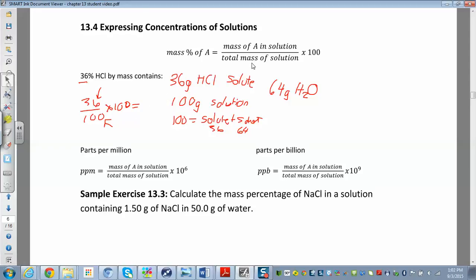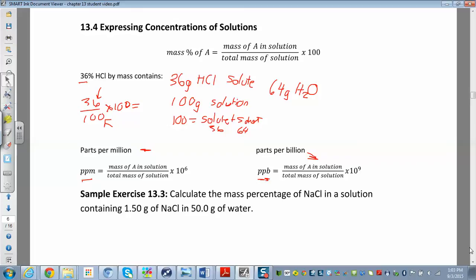So mass percent is mass over total mass times 100. Parts per million is mass over total mass times a million, and parts per billion is mass over total mass times a billion. These are really small concentration units, and you'll see these if you look on your water bill. They'll express certain contaminants you're allowed to have in your water. You don't want to have a lot of arsenic in your water, but they'll express those concentrations as parts per billion or parts per million, depending on what it is. So it's mass over total mass times a million, mass over total mass times a billion, and mass percent is just mass over total mass times 100.